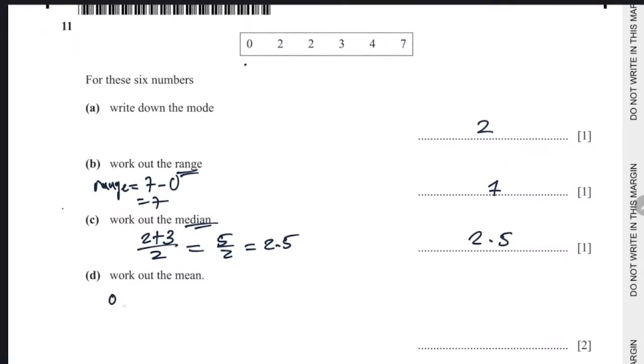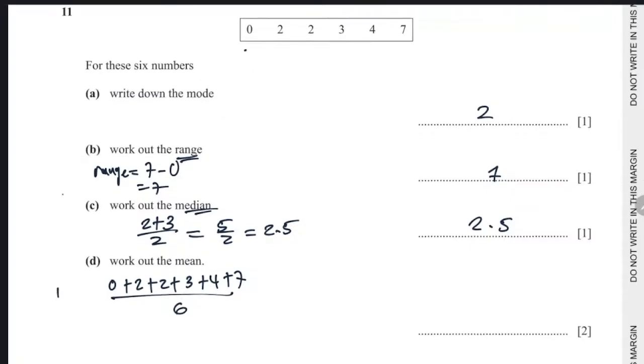Then for the mean, it's a different story. You add everything. 0 plus 2 plus 2 plus 3 plus 4 plus 7, divided by 1, 2, 3, 4, 5, 6. Divided by 6. Then you get the mean. Okay? It is going to be 2 plus 2, 4 plus 4, 8. Then 7 plus 3, that's 10. So that's 18 over 6, which is going to be 3. So your answer is 3.